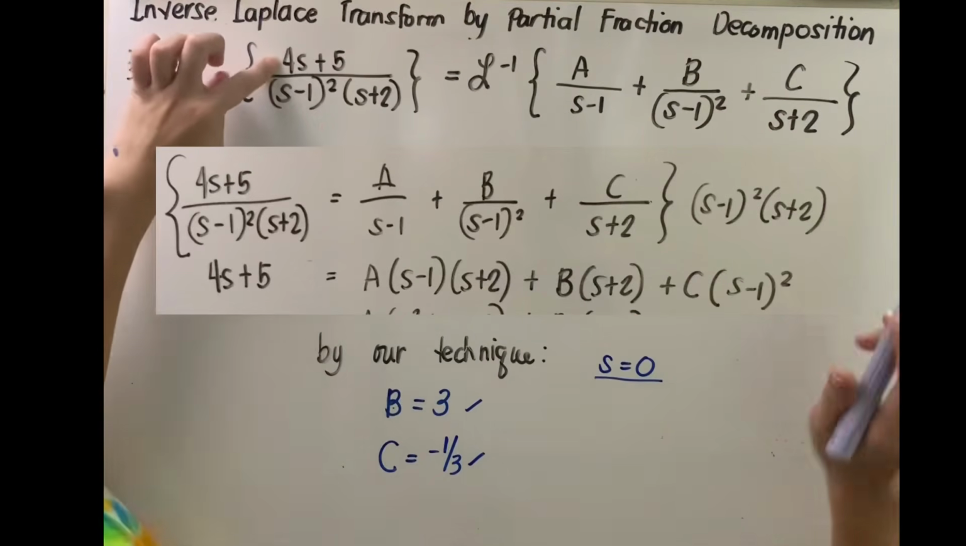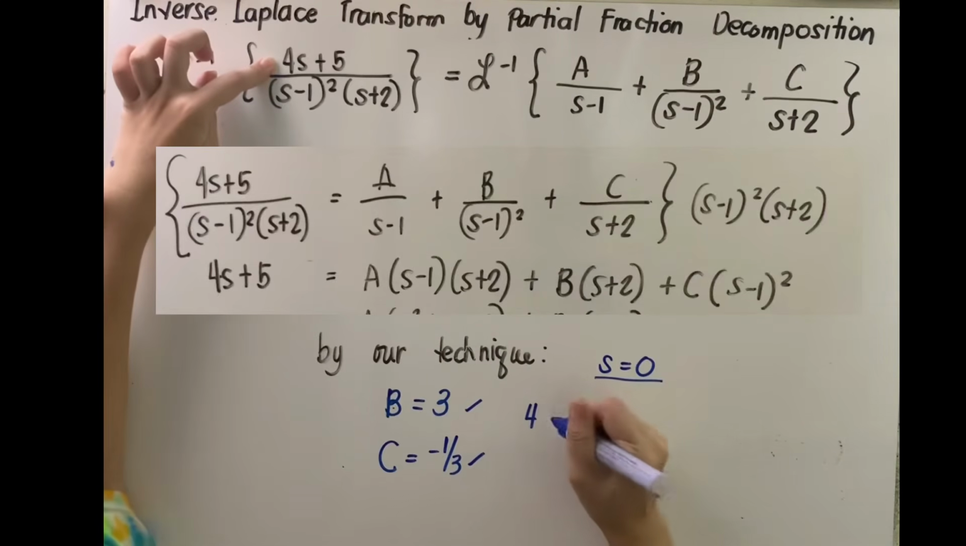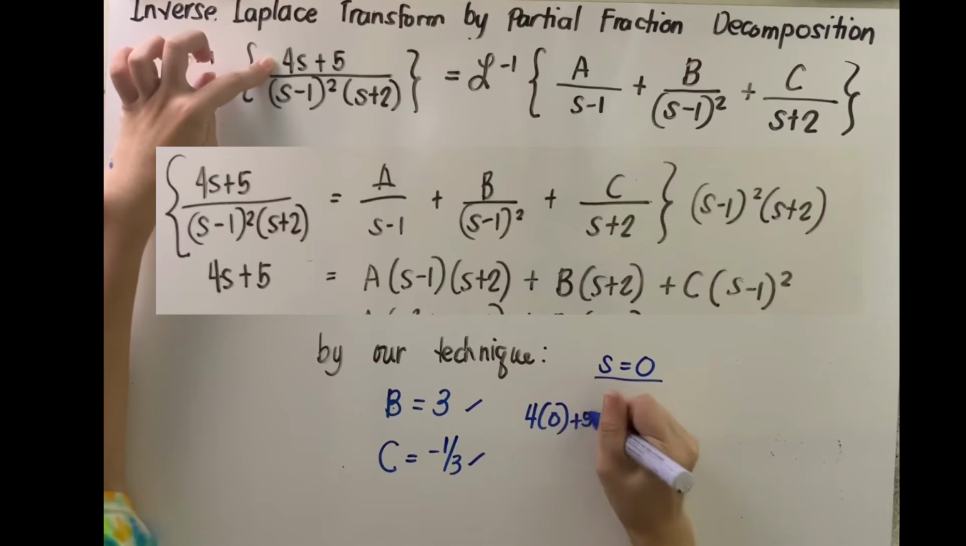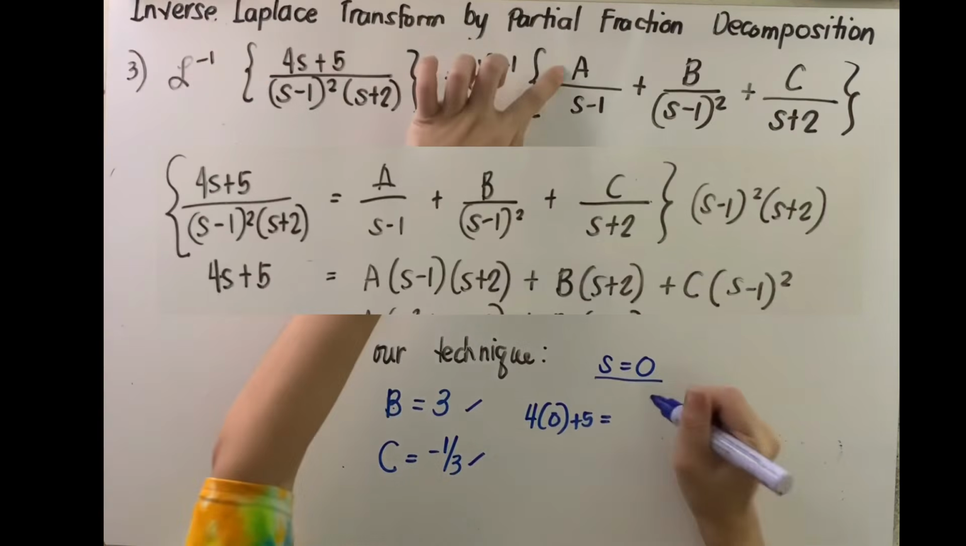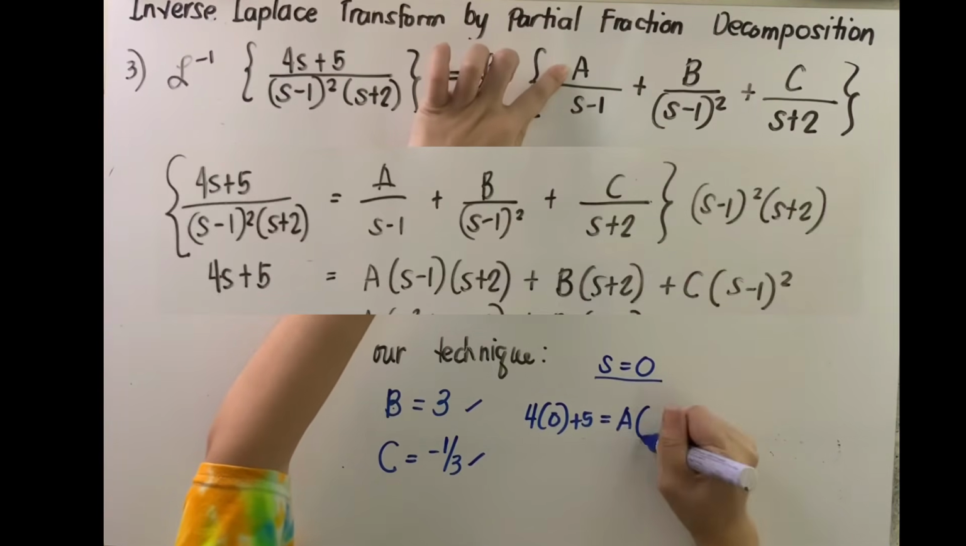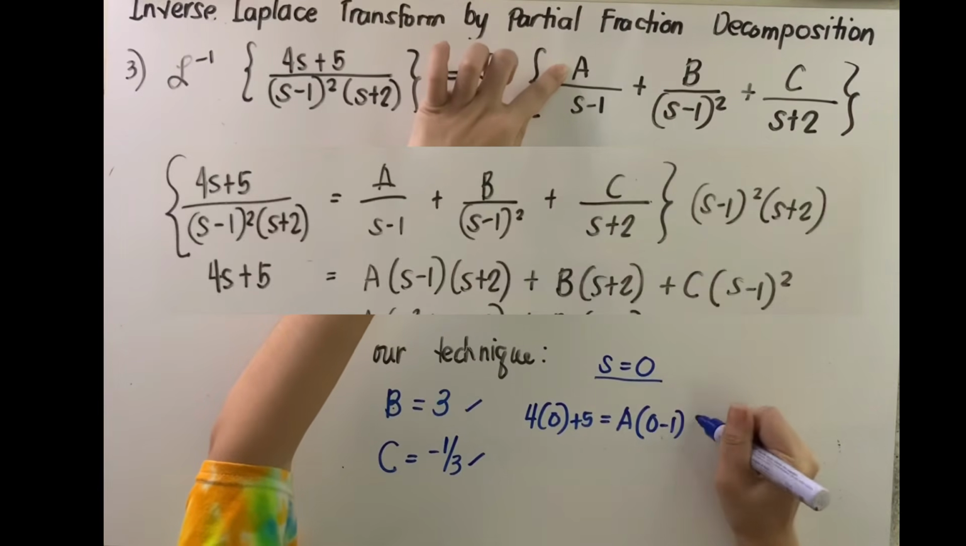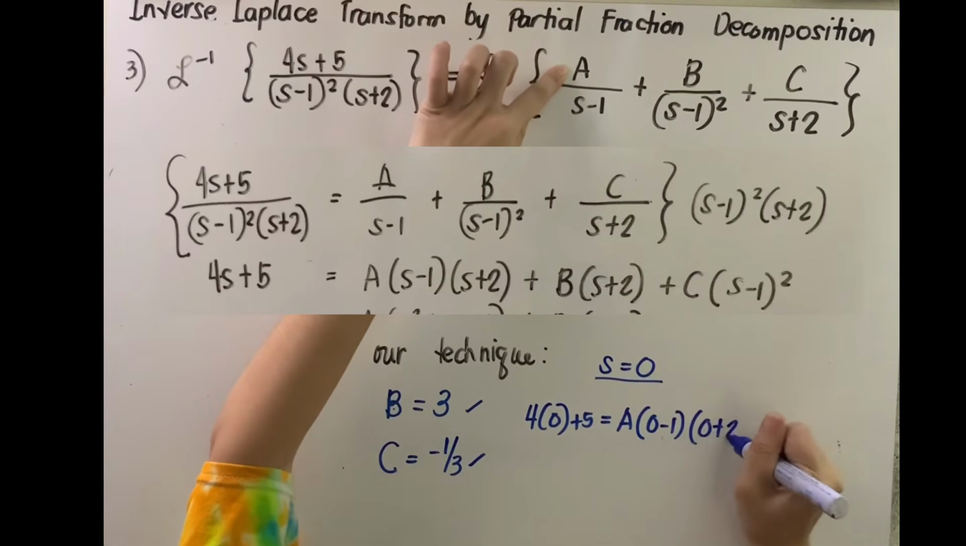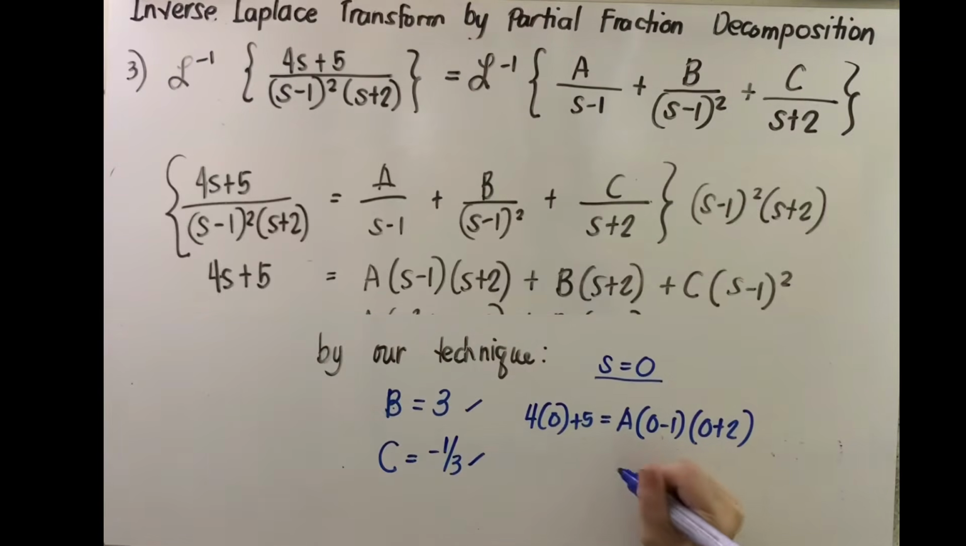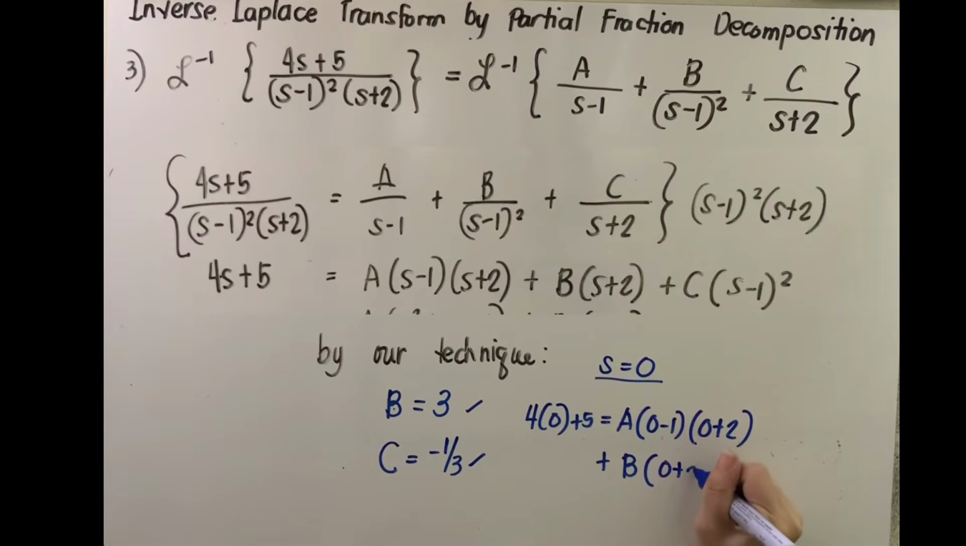So, in that case, you have there 4 times s is 0 plus 5. Di ba? Equal to, you have there a times s minus 1. So that's 0 minus 1. Times s plus 2. That's 0 plus 2. Right? Plus b times, you have there s plus 2. So that's 0 plus 2.